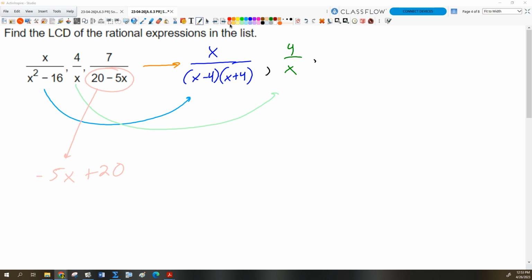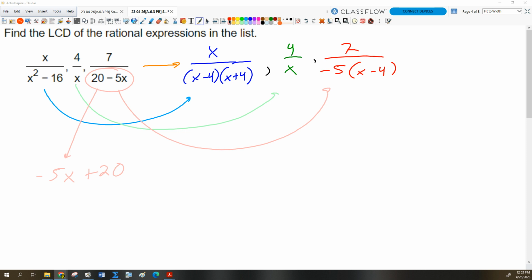-5. Good. If the leading coefficient is negative, we always factor out a negative number, right? So we're going to break that one down to 7 over -5 times what? X minus 4. Okay? So now we've got each of those denominators factored.